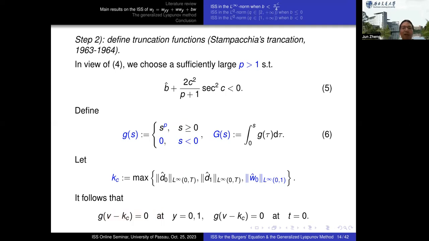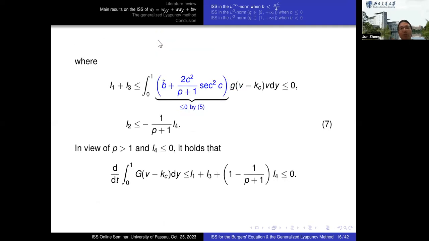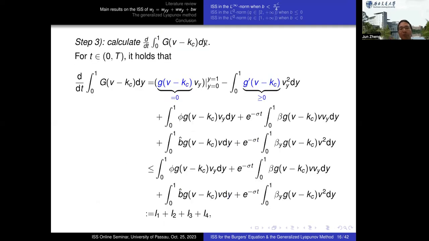In the Lyapunov argument, we would like to calculate the derivative of some functional. In fact, we calculate the derivative of this functional because capital G is positive semi-definite. So this functional is also positive semi-definite. By using integrating by parts, we can obtain this estimate.